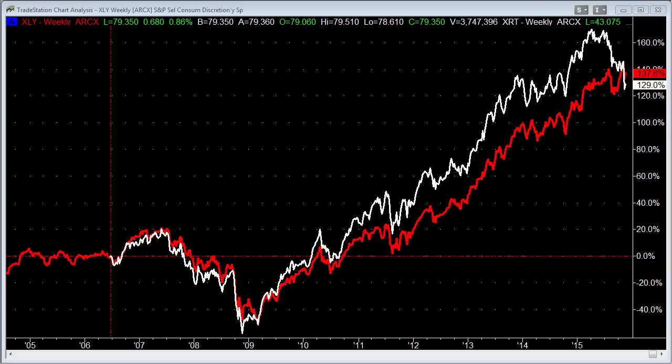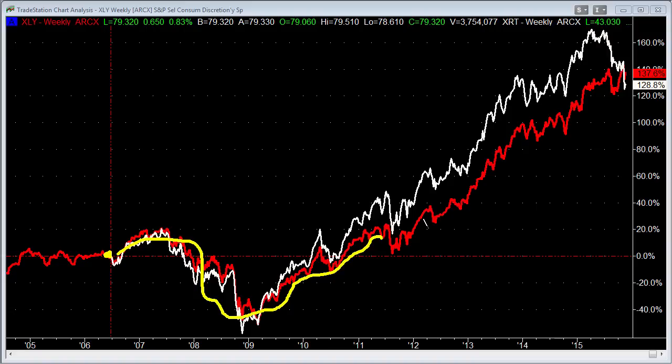Now, the retail ETF is in white in this chart, and the XLY is in red. This is a weekly chart, and I've got a weekly chart because I wanted to go as far back as I could. It looks like the XRT starts in the middle of 2006. I want you to notice that all through this period, at various times one might be stronger than another, but they've always gone up and down with each other, right?